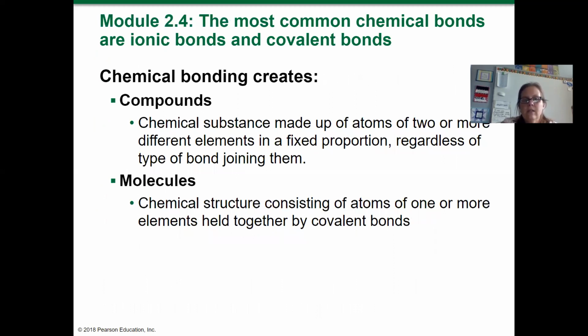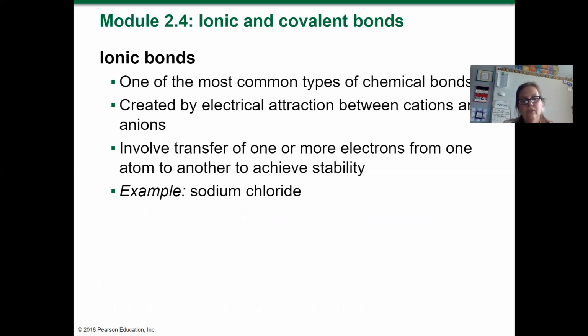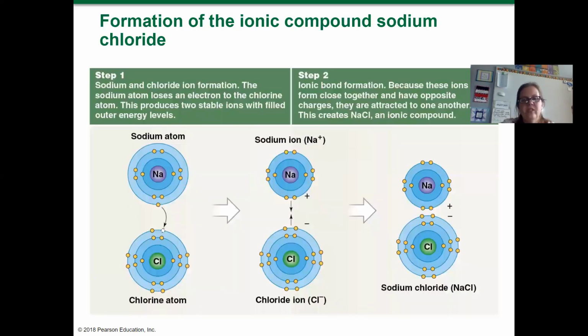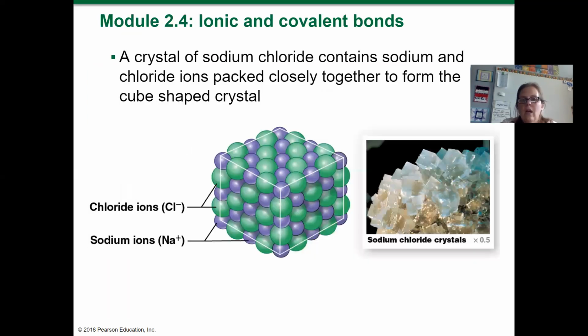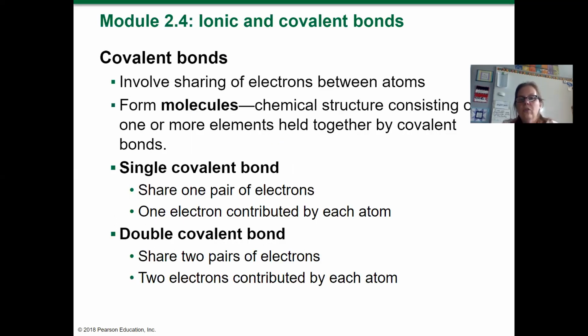Most common chemical bonds create either compounds or molecules. Compounds are made up of 2 or more different elements. Molecules can be the same element, and usually are the ones you talk about with covalent bonds. Ionic bonds, remember, are the ones that are transferred. So one atom has gained, one atom has lost. You have a cation and anion that are held together by an electrical attraction. For example, salt. Sodium chloride was a common example of that compound. Covalent bonds are the ones where electrons are shared.